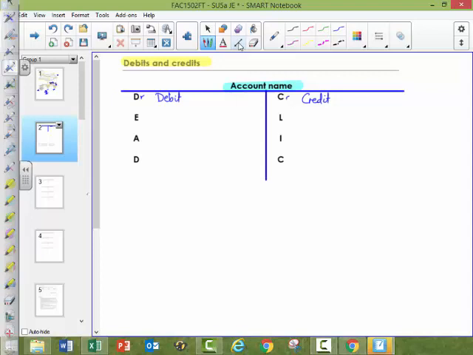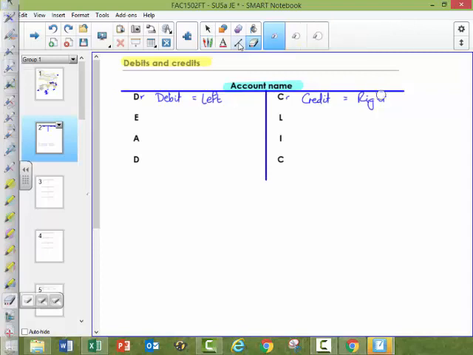And all that means is, in your Latin language, debit means left. Credit means right. It does not mean increasing or decreasing, receiving or losing or paying. Let me just write that so you can actually read it. It is your left-hand side and your right-hand side.